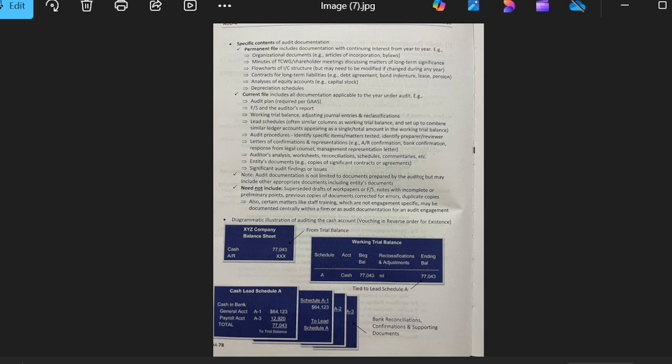A few examples are organizational documents, minutes of the TCWG and shareholder meeting discussions, flowcharts, contracts of long-term liabilities, analysis of the equity accounts, and depreciation schedules. So these are the permanent files which are documented during the initial phases of the audit of the same entity, and they are just rolled forward or carried forward if no changes are made to them.